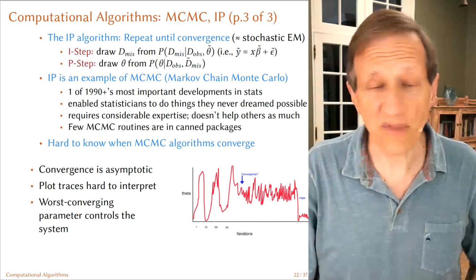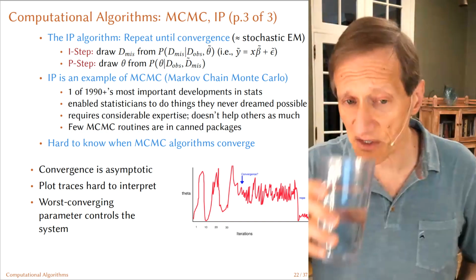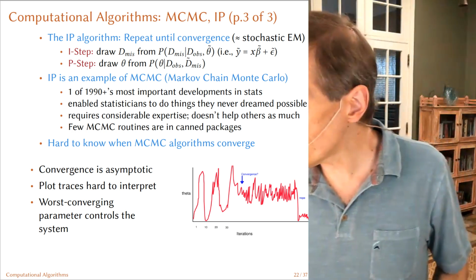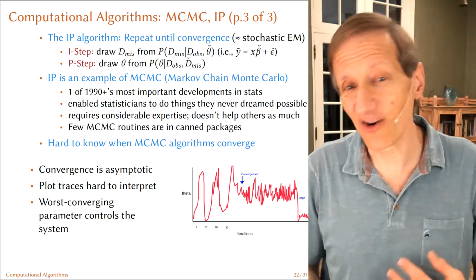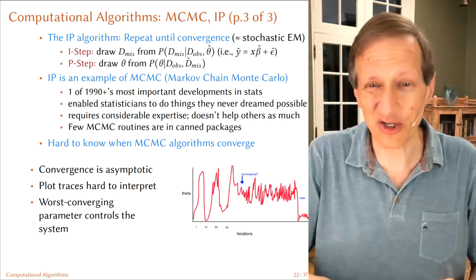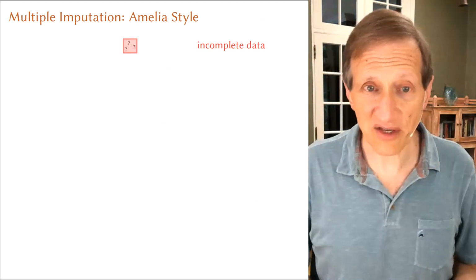Our Amelia 1 used a version of this to make imputations. Amelia 2 is massively faster, and also the code always works, because it's hard to get this to work in a general way. Okay, so here's how multiple imputation is going to work in the style of Amelia 2.